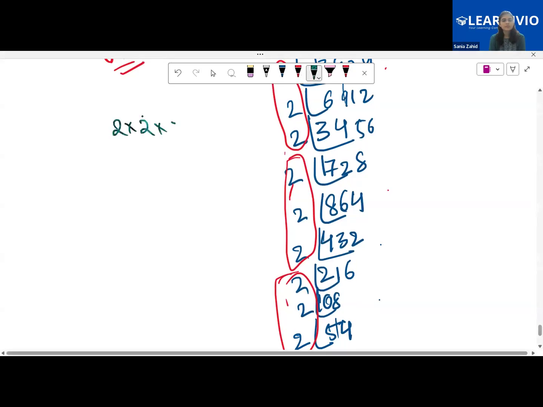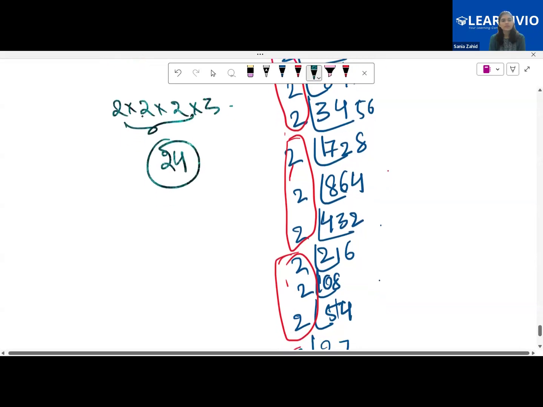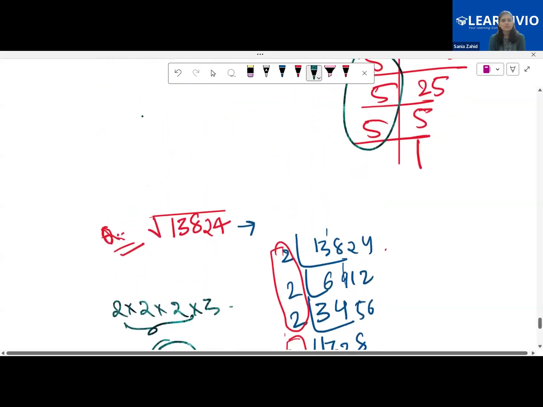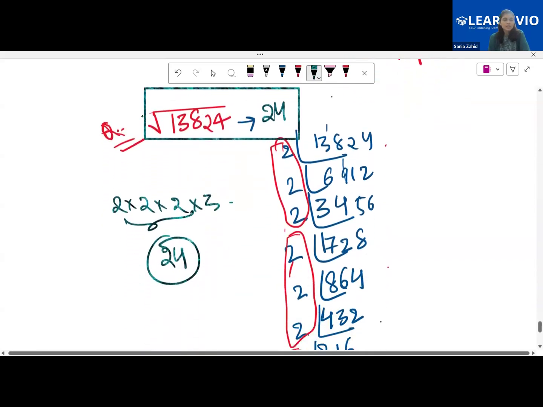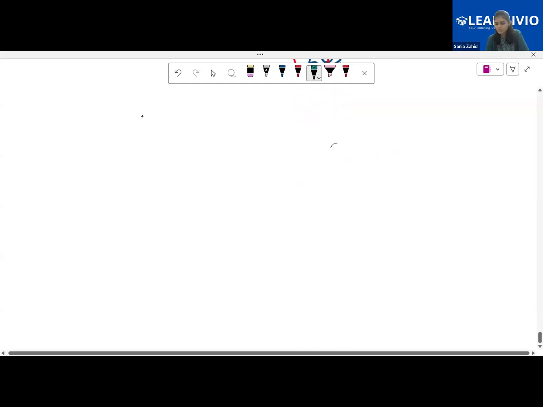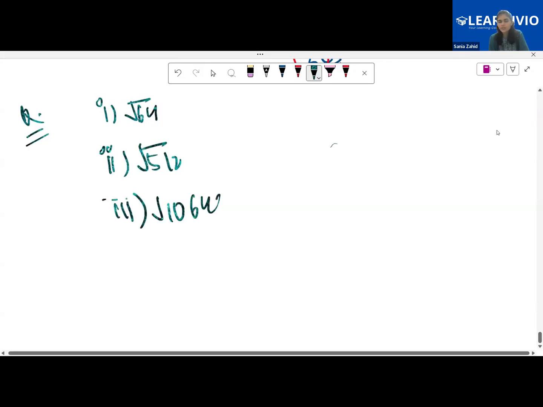So your answer will be 2 into 2 into 2 into 3. You can write 24. That means the cube root of 13824 is equal to 24. You need to work on your calculations a lot. Okay. Do these questions. I'm writing a few questions here. Please do them. The first one is cube root of 64. The second one is cube root of 512. The third one is cube root of 10648. The fourth one is cube root of 13824.